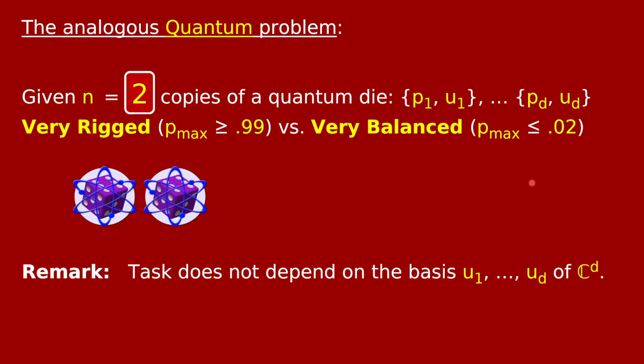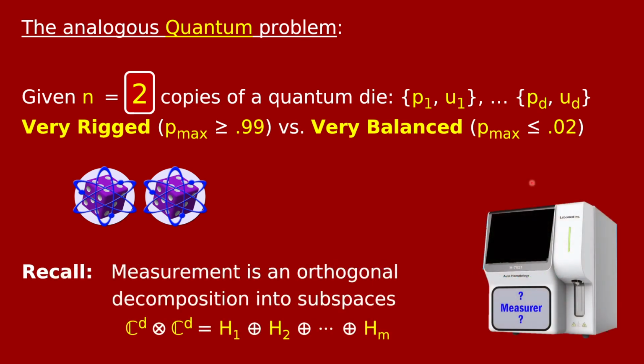Okay, so we have to design a measurement for trying to decide very rigged versus very balanced again. And remember that a measurement, if you have 2 copies, a measurement associated with 2 quantum dice is an orthogonal decomposition of the vector space where everything lies, which is C^d tensor C^d, into some subspaces, H1 through HM. So we have to design a valuable decomposition of C^d tensor C^d into some subspaces, which will help us tell the difference between the very rigged case and the very balanced case.